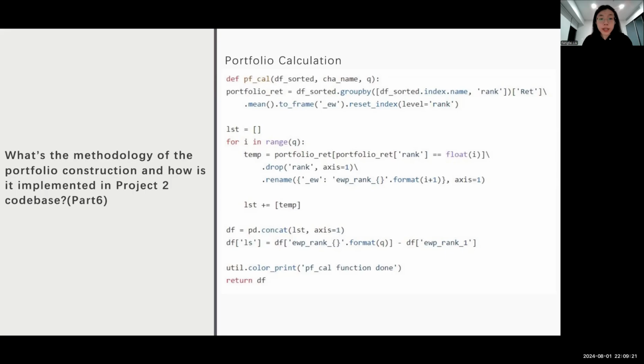Fourthly, portfolio calculation. The purpose of it is to calculate the equal-weighted portfolio for each quantile and construct the long-short portfolio. The key steps are to group the sorted data frame by index and rank, then calculate the mean return of each quantile. Create a data frame for each quantile and concatenate them. Calculate the long-short portfolio by subtracting the returns of the lowest quantile from the highest quantile.